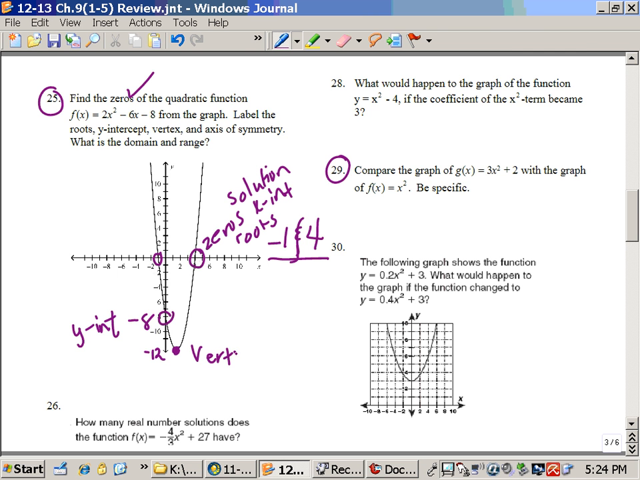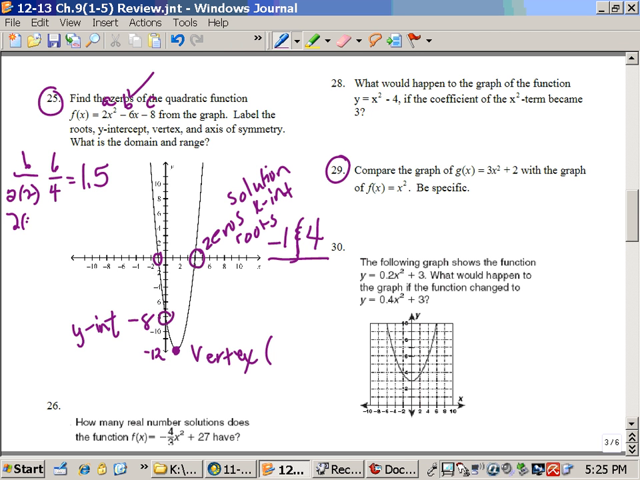So my vertex, it does ask me to label everything. My vertex would be 2. Oh, wait a minute. Hold on. Where does this vertex occur? I can't really tell, so I'm going to have to do the -b over 2a. So a is 2, b is -6, and c is -8. -b over 2a is going to be -6, which is +6, divided by 2 times 2, which is 6 over 4, or 1.5. Then I need to take my 1.5 and plug it back in.